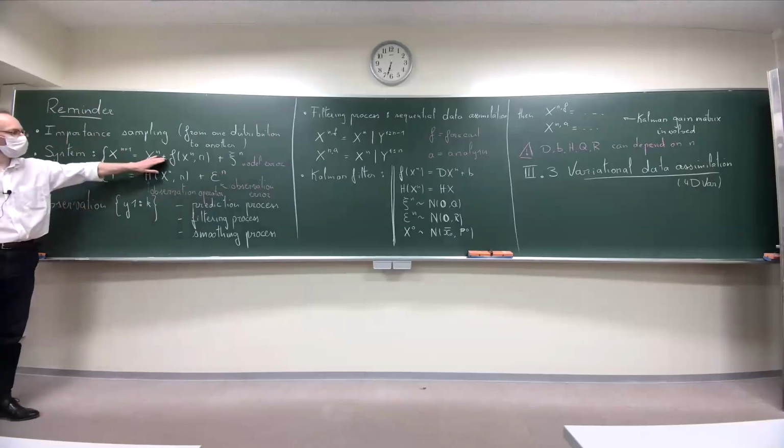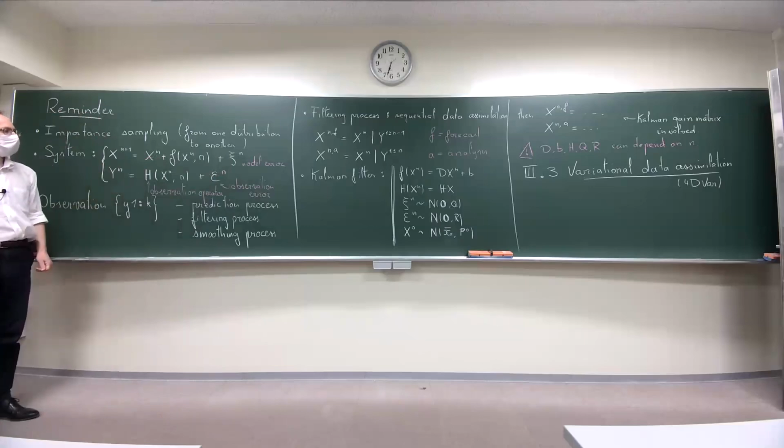And in general, f and h are functions. Later on today, we will use them as matrices. So this h is called the observation operator, and f gives us the dynamics.